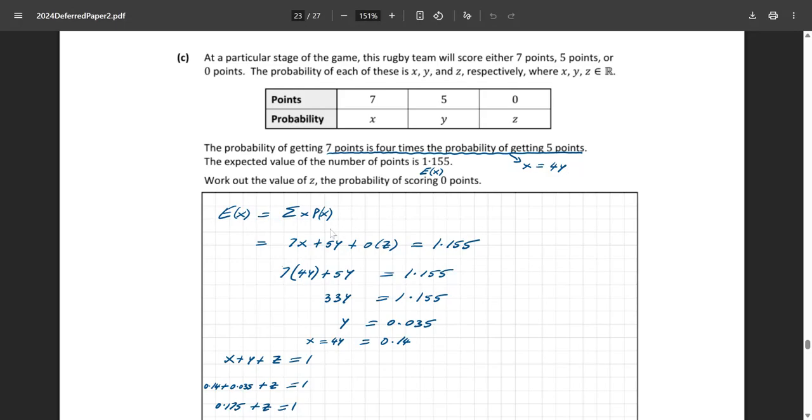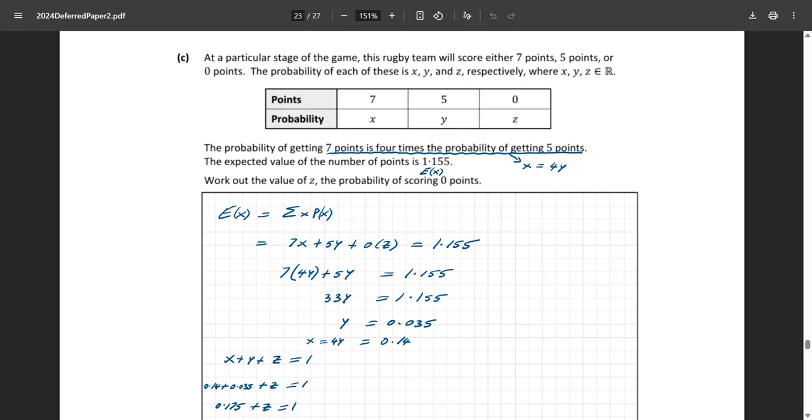And then what you obviously do is sub in for x down here, 4y, and you get 7 4s is 28 and 5 is 33y altogether. And now we can calculate y quite easily, 0.035, which is the odds of scoring, in this case, 5 points in the game. So now we have the odds of scoring 5 points. We can also get x, because x, don't forget, is 4y. So it's 4 times the odds of that. So 4 times 0.035 is 0.14.